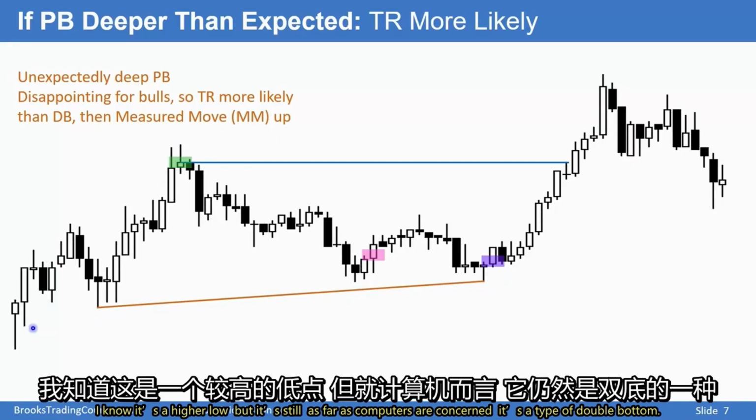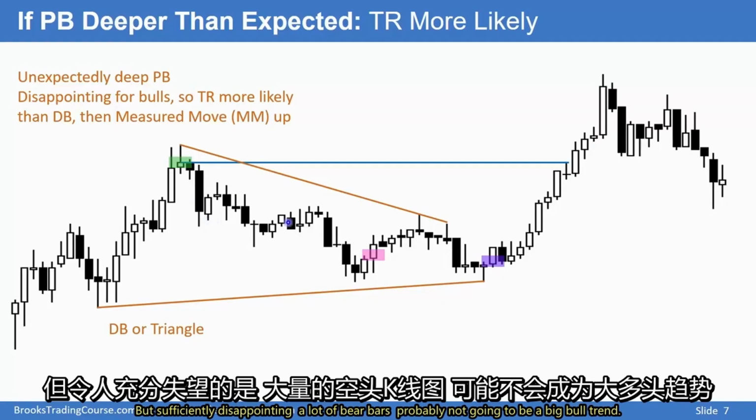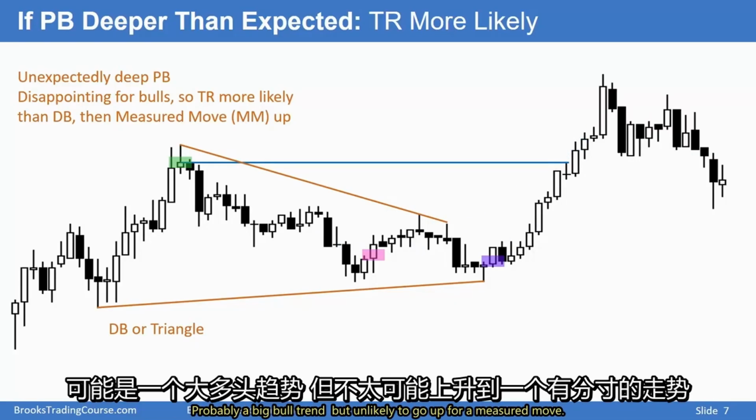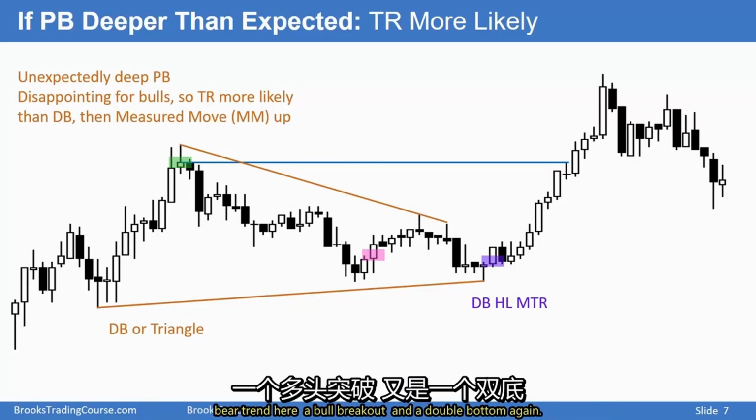I know it's a higher low, but as far as computers are concerned, it's still a type of double bottom. You could also call it a triangle. 1 push, 2 pushes, 3 pushes. But sufficiently disappointing, a lot of bear bars, probably not going to be a big bull trend. This is a fairly big bull trend, but unlikely to go up for a measured move. So you get a double bottom, higher low, major trend reversal. You get a bear trend here, a bull breakout, and a double bottom.